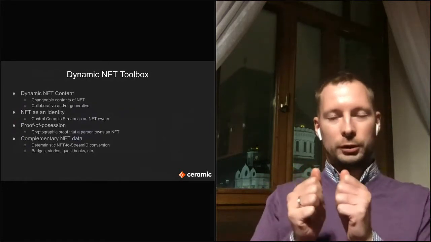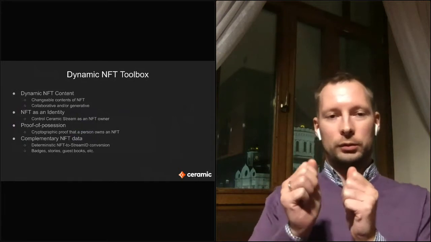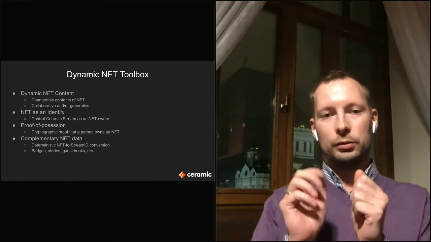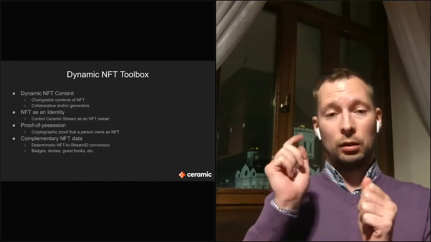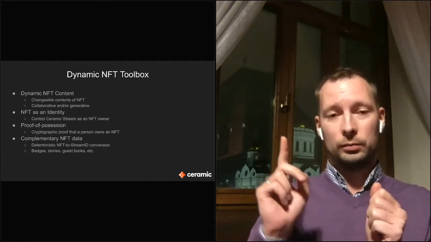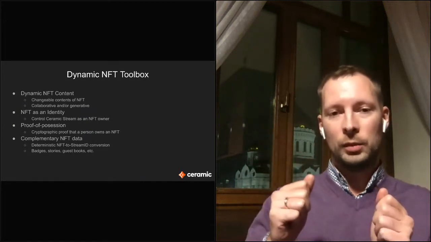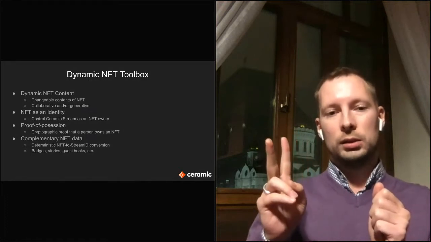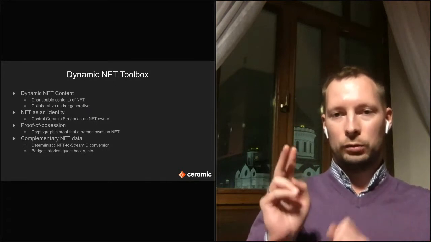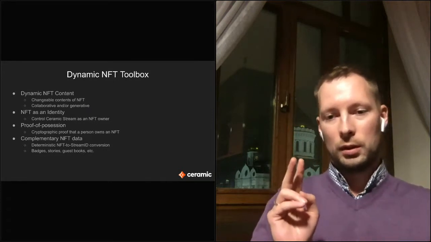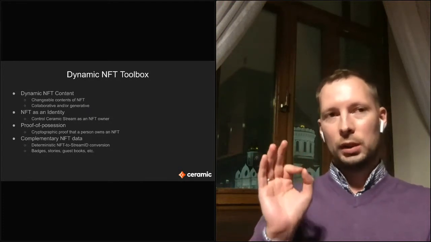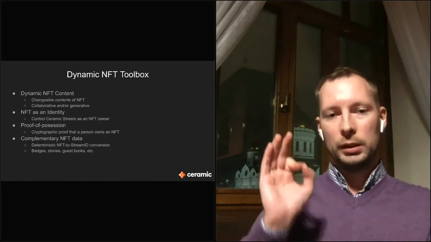So these two projects represent just two features that Ceramic can provide to an artist or a builder. First is a proof of possession via a specific anchoring mechanism. And the second is dynamic NFT content. So it's just two elements of the toolbox that Ceramic provides, but we have actually more. We can represent an NFT as an actual identity.